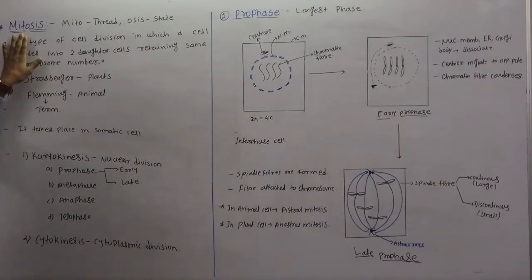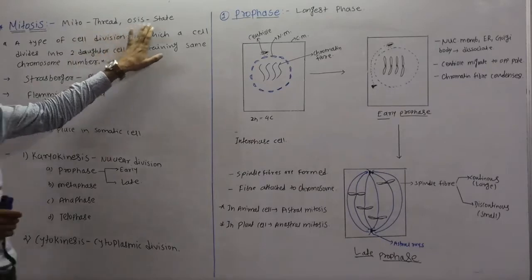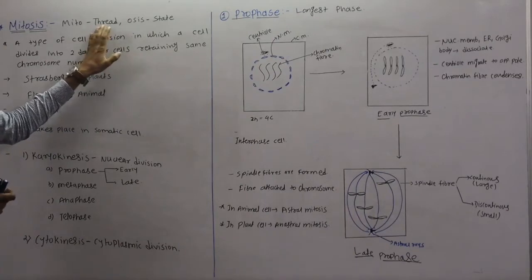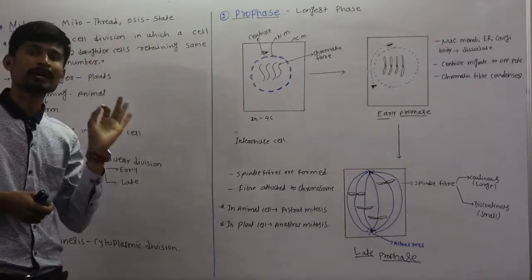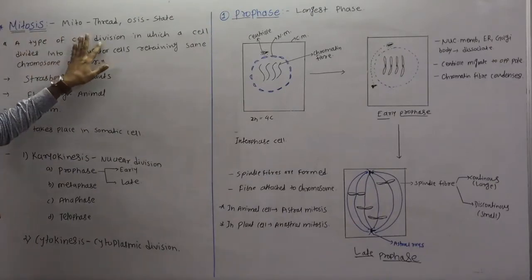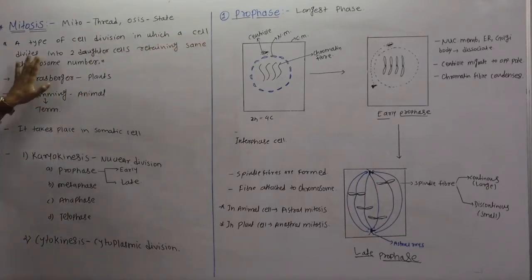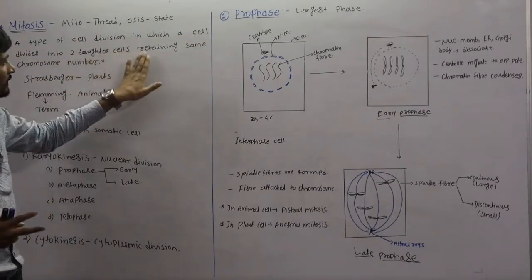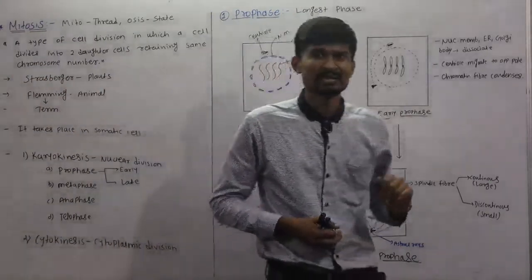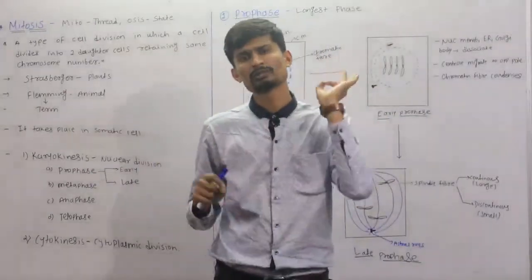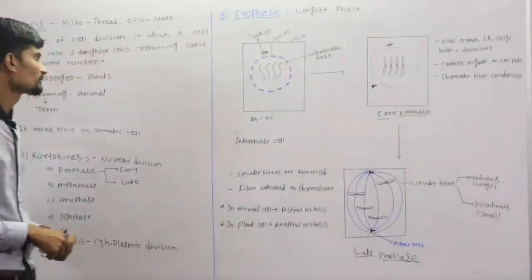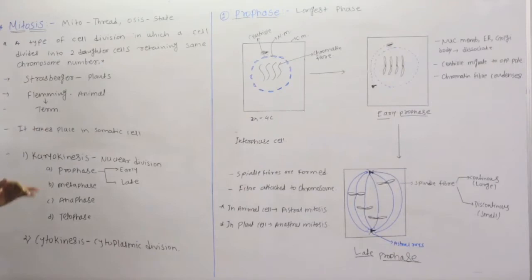Now actually the mitosis means, mito means thread and osis means state. So in this cell division we observe the thread state, that is why it is called mitosis. Now the definition of mitosis is a type of cell division in which a cell divides into two daughter cells retaining the same chromosome number. It means that if the parent cell has 46 chromosomes, then the two daughter cells also have 46 chromosomes. So that is why it is retaining the same number of chromosomes.